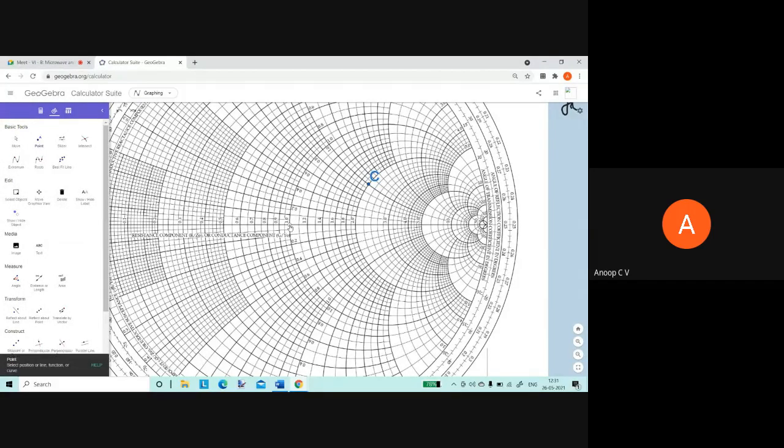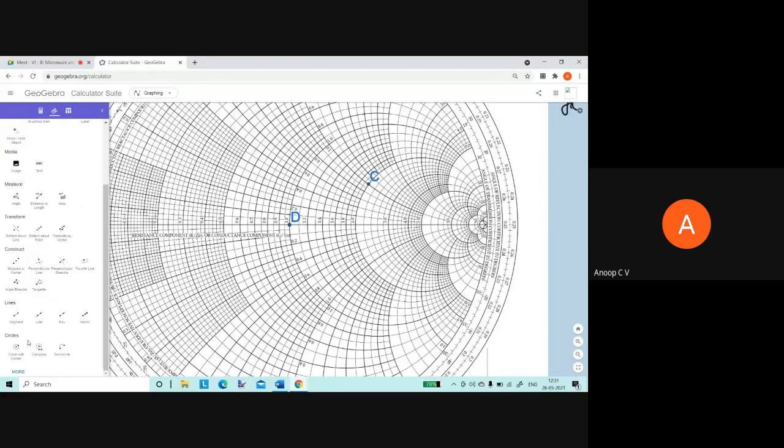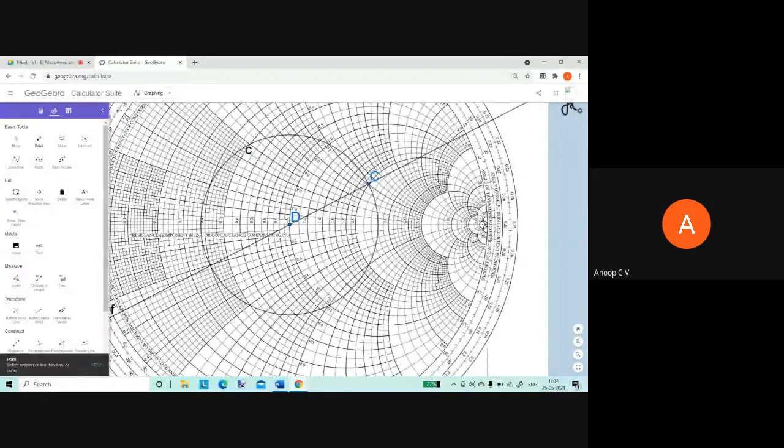Now I am going to mark the constant SWR circle. For that, a circle with center D and passing through C. I marked a circle, and now I need to find the diametrically opposite point. For that, I am taking a line passing through D and C, and marking the diametrically opposite point. The diametrically opposite point is this.